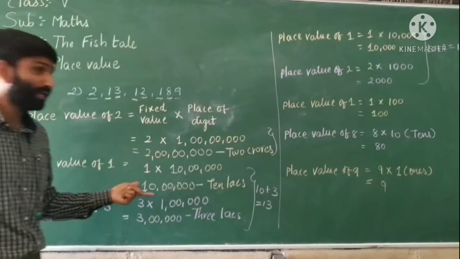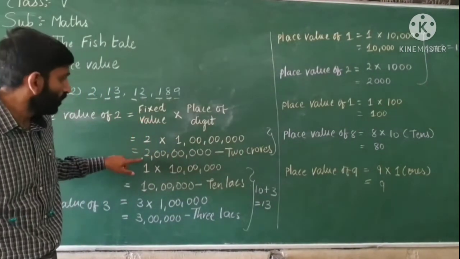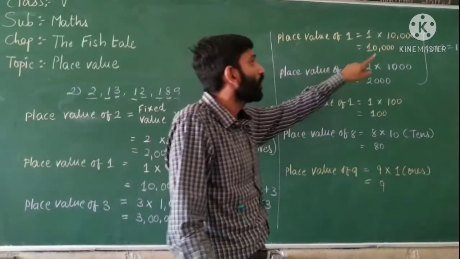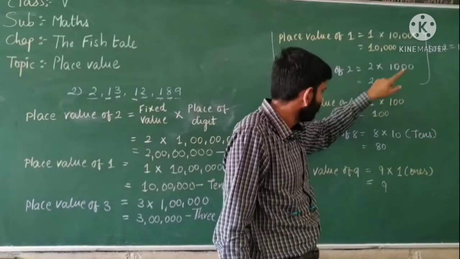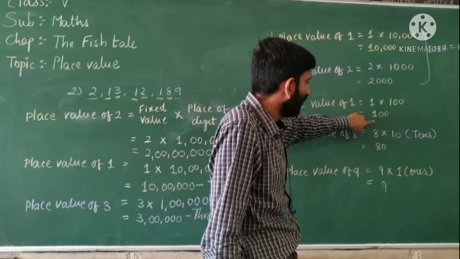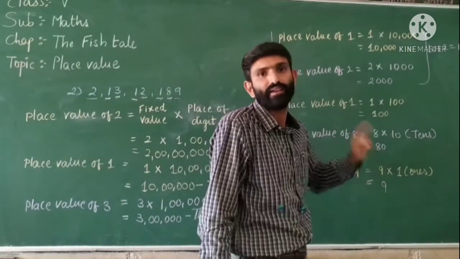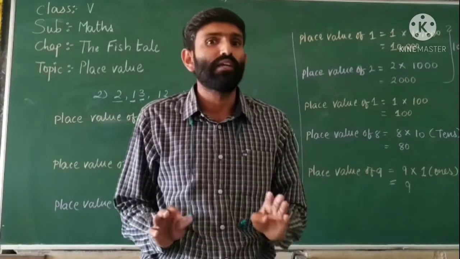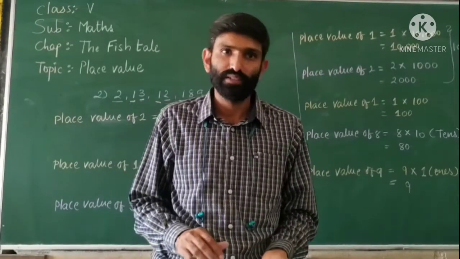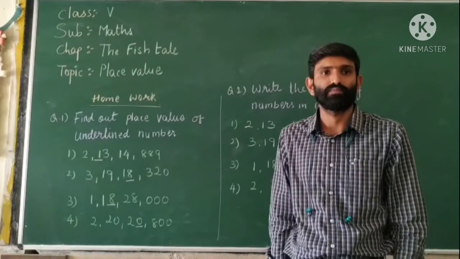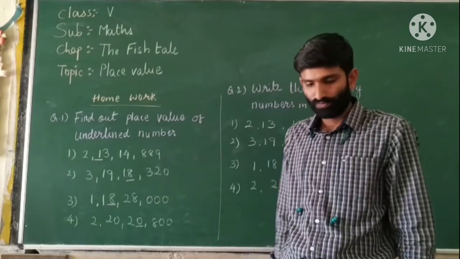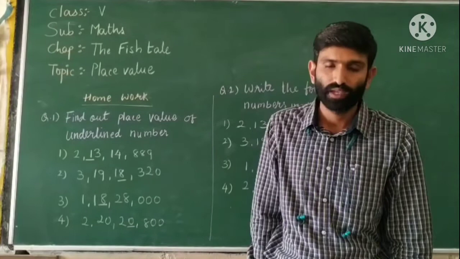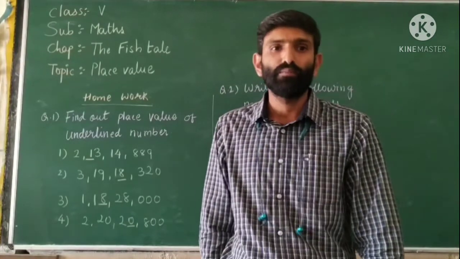Okay, now we'll read out this number. Try to write it on your own. It is 2 crores 13 lakhs 12,189. Okay, I think this must be clear to you now, right? Okay? Now we have solved 2 examples to find out the place value of a number and writing the numbers in words.